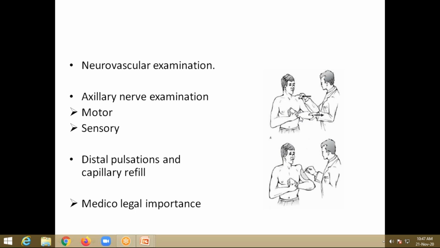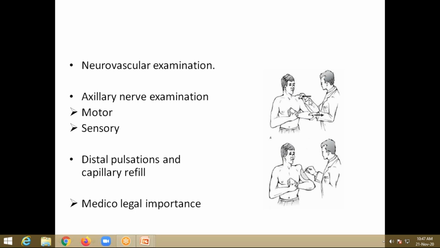Here the patient is trying to push the flexed elbow towards the examiner's hand, and the examiner palpates the contraction of the deltoid muscle. The axillary nerve mainly supplies two muscles. One is the deltoid muscle, which mainly produces abduction of the shoulder joint, and another one is teres minor, which provides external rotation movement at the shoulder joint. First one, motor component examination for the deltoid muscle.